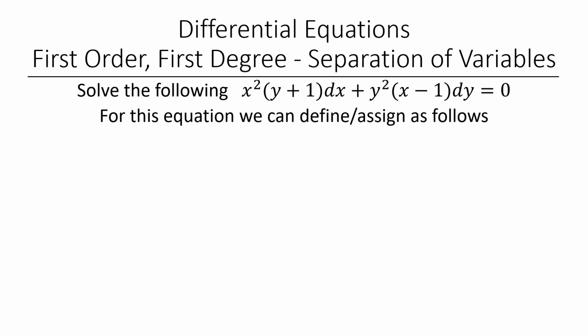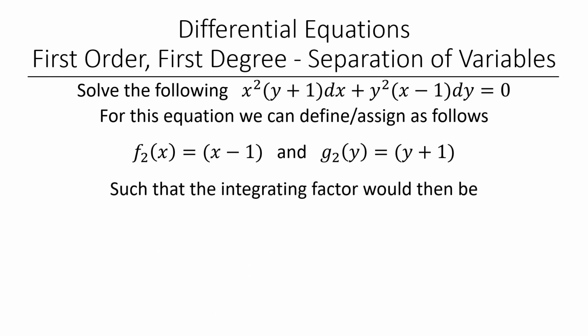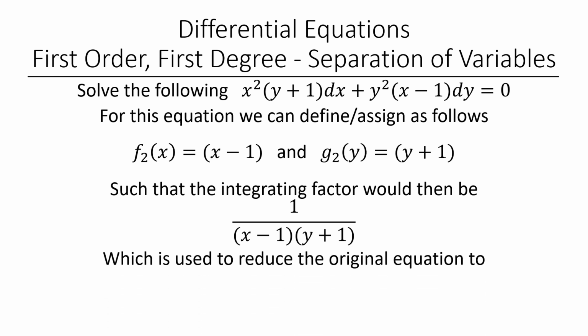So for this equation, we can define or assign as follows. The function of x for our integrating factor would be x minus 1, and the function in y would be y plus 1, such that we would now have an integrating factor of 1 over (x minus 1) times (y plus 1). We can use this integrating factor then to reduce our original equation to this form. So now you see we have successfully separated the variables. The first term is all in x and the second term is all in y.